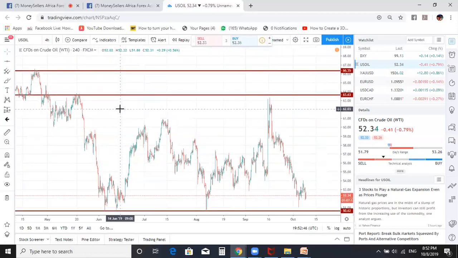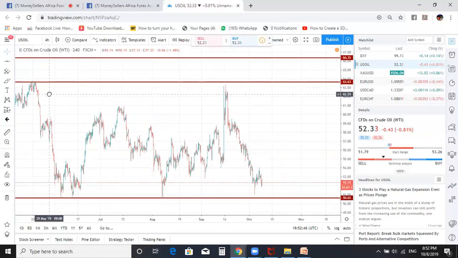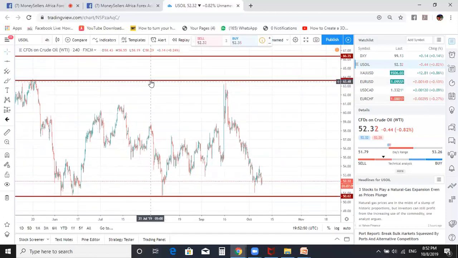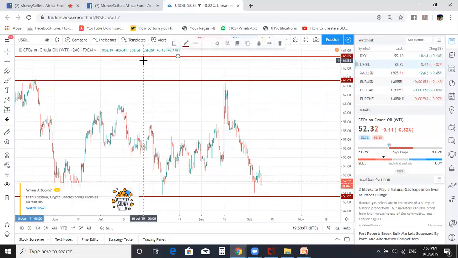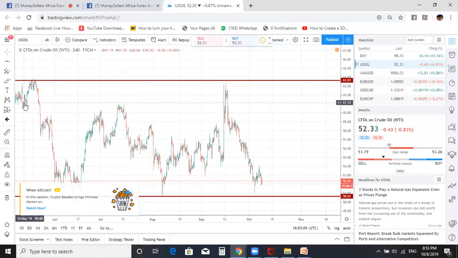This is our resistance. This is our resistance area. There are touches here, like three times around this place, and then it drops down. And then again, it comes very close to it, and then it drops again. So this is our resistance. Let's even leave out this one. We'll talk about that later. So let's look at this area now.